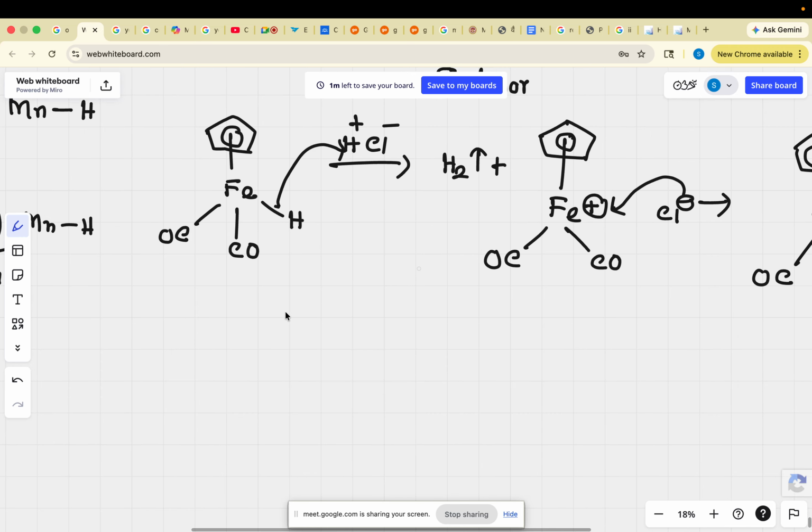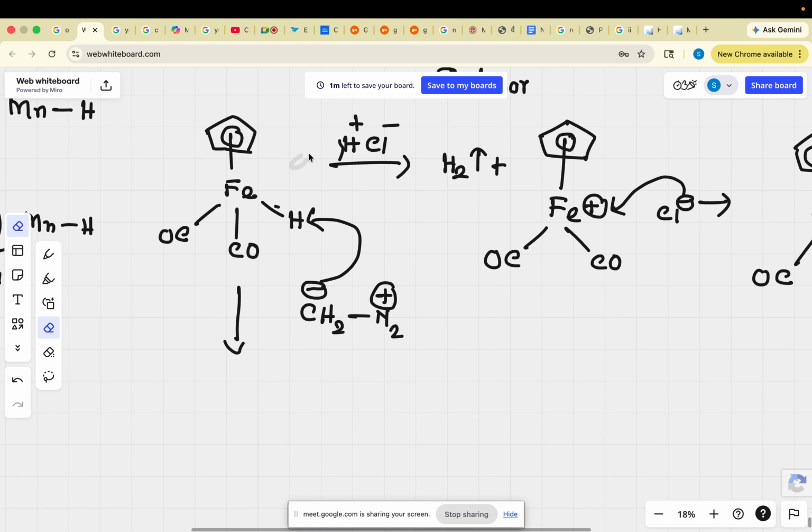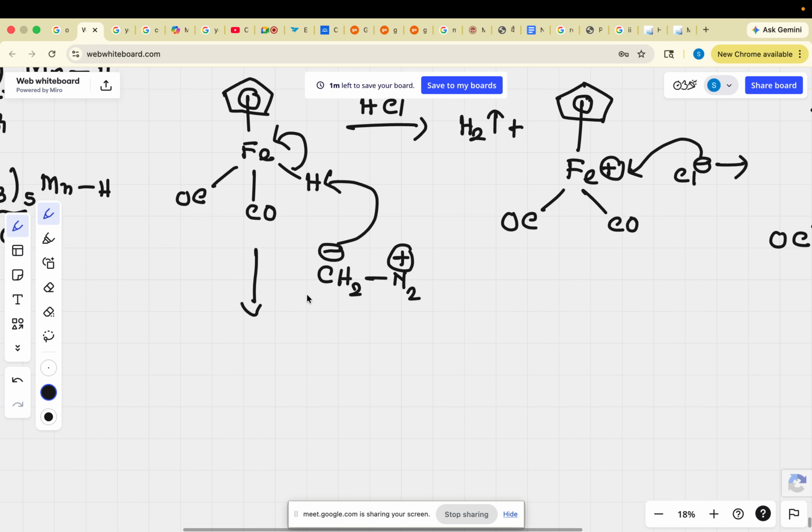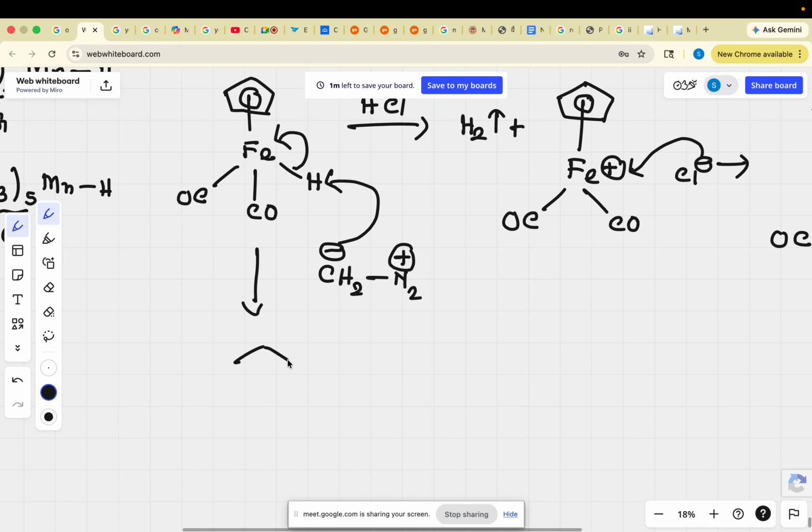Now suppose I have this compound, and I am reacting this with diazomethane, CH2N2. In organic chemistry I have shown that diazomethane actually exists like this, N2 plus and CH2 minus. So that time what will happen? This CH2 minus will take up the proton, and this bond will break. So once this bond breaks, what are we getting?